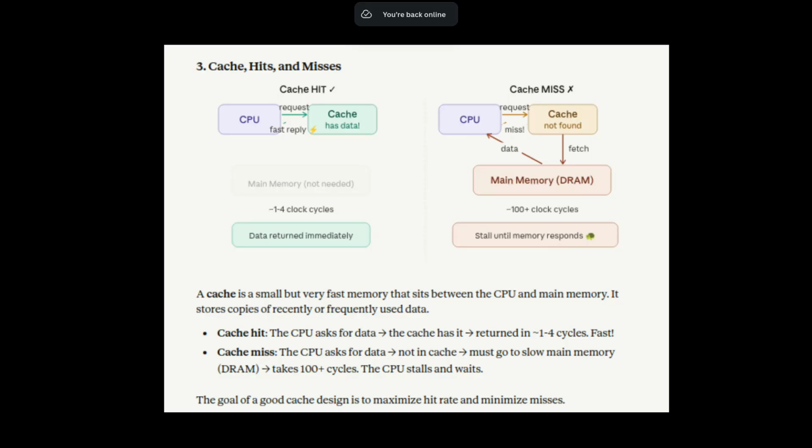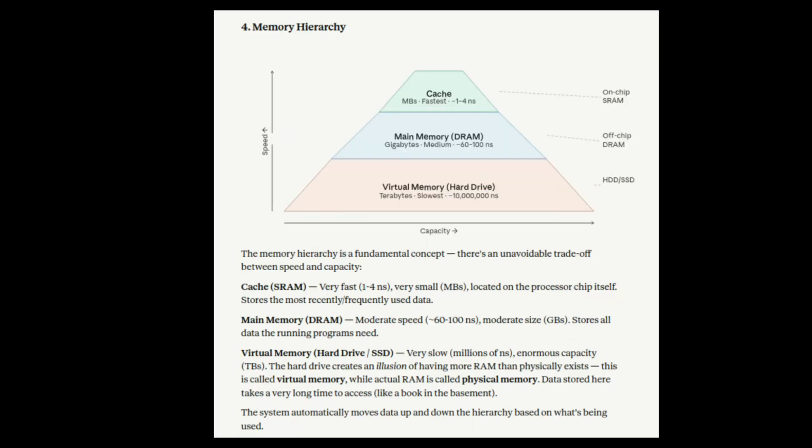Now, cache hit and cache miss. The CPU first checks the cache. The cache is small and fast, placed in the SRAM chip itself. It is very fast: within 1 to 4 cycles you can access data from the cache if it is present. If the data is not present in the cache, then we have to go and take it from the memory and give it to the CPU. That takes 100 plus clock cycles, so the CPU sits idle for a lot of time. It will stall and be idle most of the time in a cache miss.